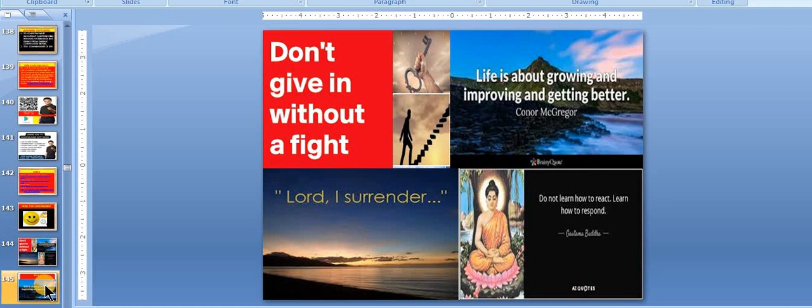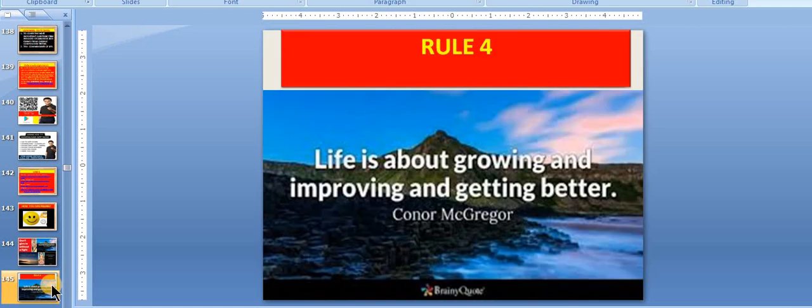Let us take up the 4th again, because the 4th was in transit mode. So the 4th was life is about growing and improving and getting better. It means every day, each day, we need to improve. Whatever we know, tomorrow we should not make the same errors which we made the last day. So this is about growing. We grow when we learn from our mistakes. So this is all about the thought.